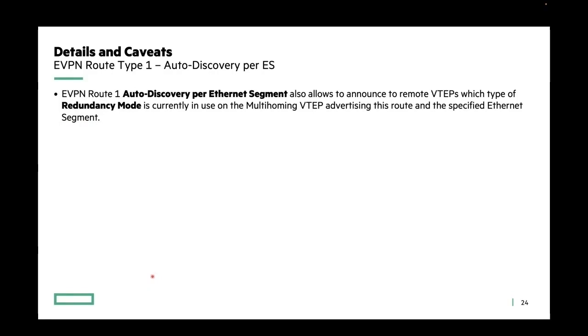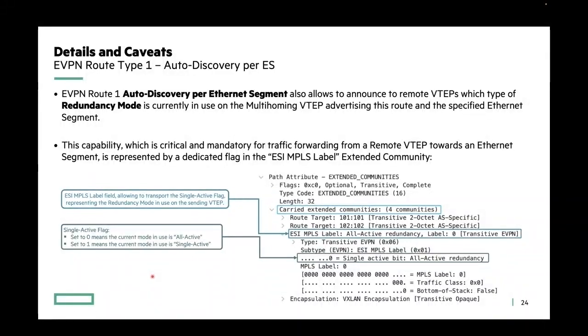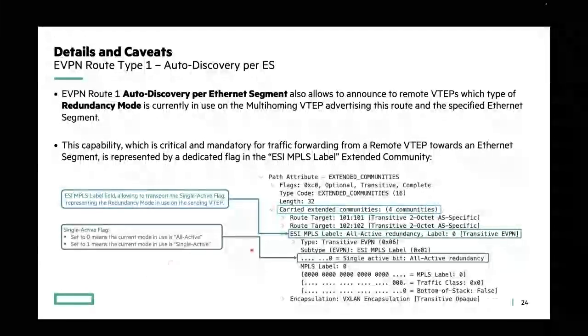As we already mentioned, an important capability of EVPN route type 1 AD per ES is also the advertisement of the redundancy mode, which will have to be used. Remember the redundancy modes: single active, all active. In our case, we only support all active, but this redundancy mode has to be announced to the remote VTEPs. This is done thanks to the route type 1 AD per ES. This specific capability is addressed in the RT1 as an extended capability.